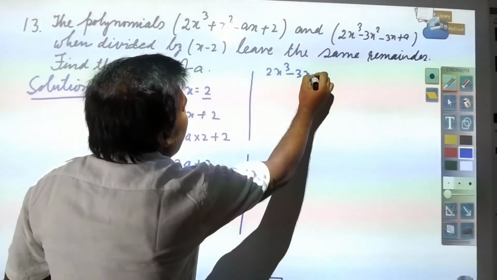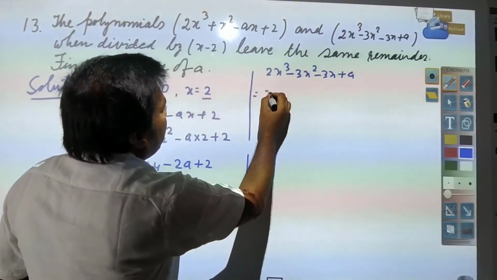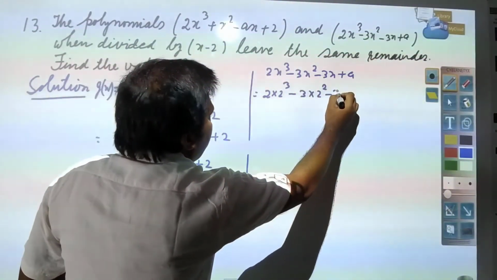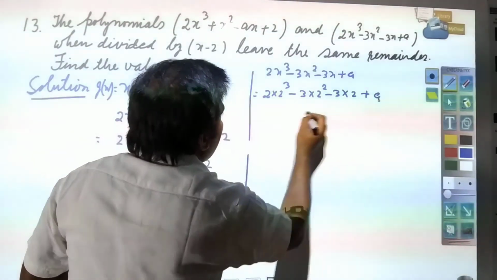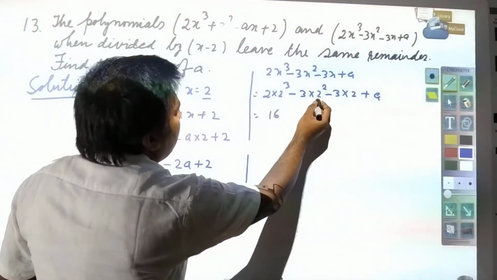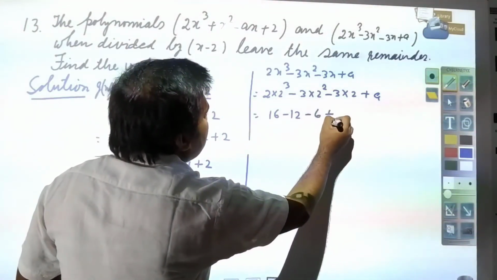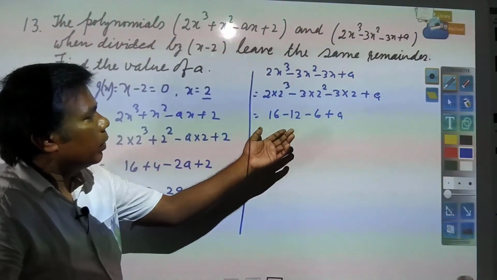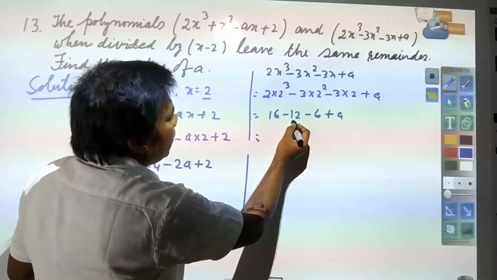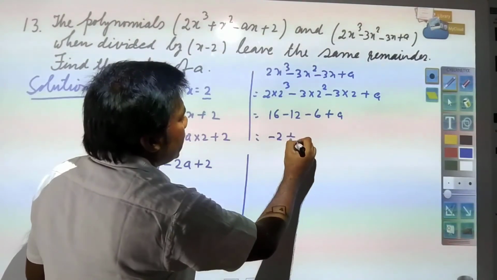And here if you are putting in this equation 2x cube minus 3x square minus 3x plus a, then your remainder you will have 2 into 2 to the power 3 minus 3 into 2 square minus 3 into 2 plus a, and this will be 16 minus 12 minus 6 plus a, and finally you will get 16, and this will be minus 12 and minus 6 will be minus 18. So minus 2 plus a you will get.